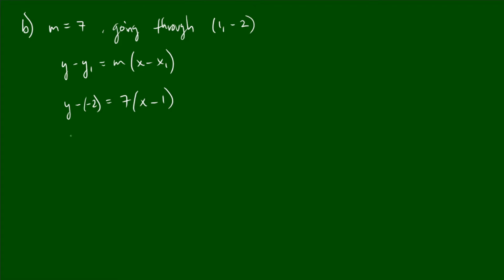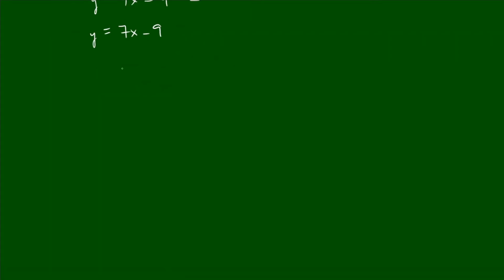Alright, now negative and negative make it positive, so let's just change that quickly. Plus 2. So you get y equals 7x minus 7, because you distribute the 7 to the x and to the -1, so you have minus 7, and you subtract 2 from both sides to get rid of the 2 on the left side, so then you have minus 2. So then the equation is y equals 7x minus 7 minus 2, that's minus 9. That is the equation of the line that goes through point 1, -2 and has a slope of 7.